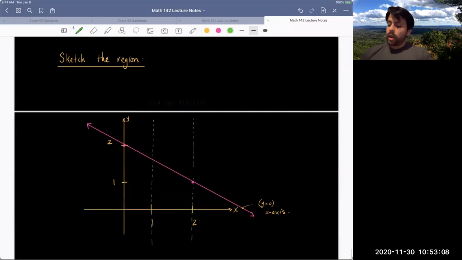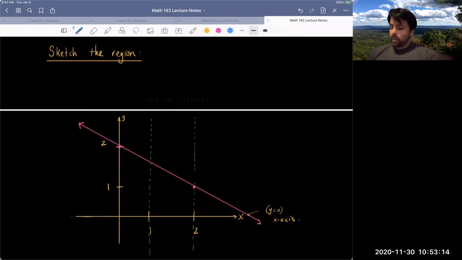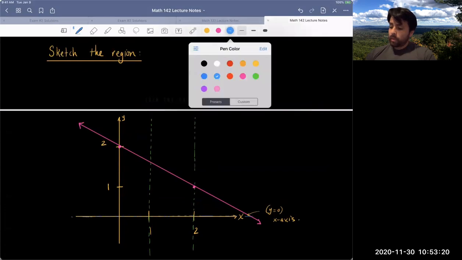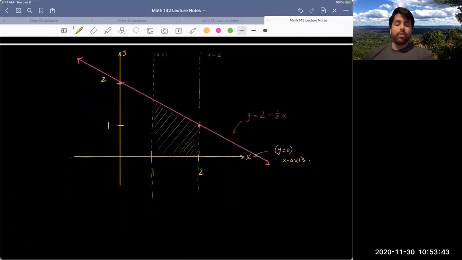But of course, what do I want only? I want the region that's in between all of these lines. I want the region in between x equals 2, x equals 1, y is 2 minus 1 half x, and above y equals 0. So that region would be what? It's this region. So this is the region that I have. Now, what do I want to do with this region? I want to revolve it around the x-axis.